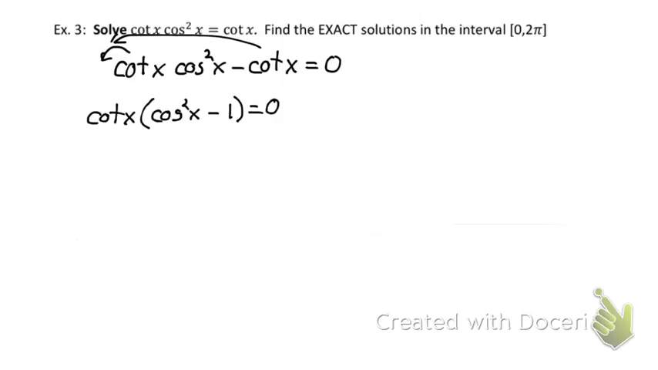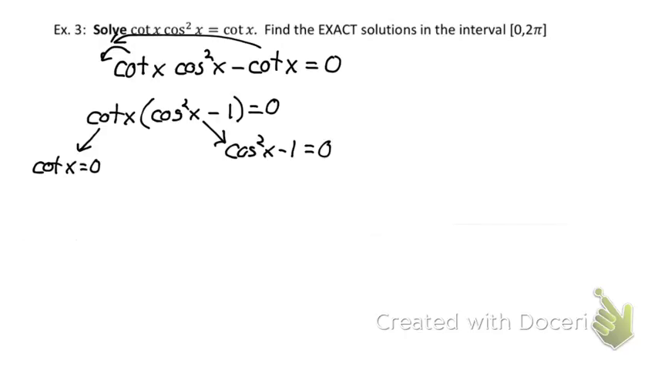So either my cotangent is 0 or this part is 0. So we're just going to branch it off. We're going to say, well, either cotangent x is equal to 0 or cosine squared x minus 1 equals 0. Let's do the cotangent one first because we haven't done cotangent in a while. There's two ways to look at cotangent equals 0. Remember that cotangent is just the reciprocal of tangent? So to figure out where cotangent equals 0, you can look at where tangent is actually undefined.